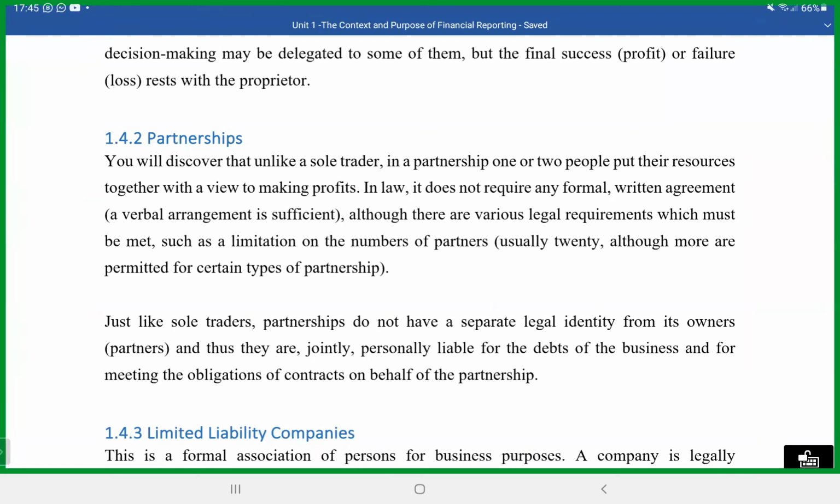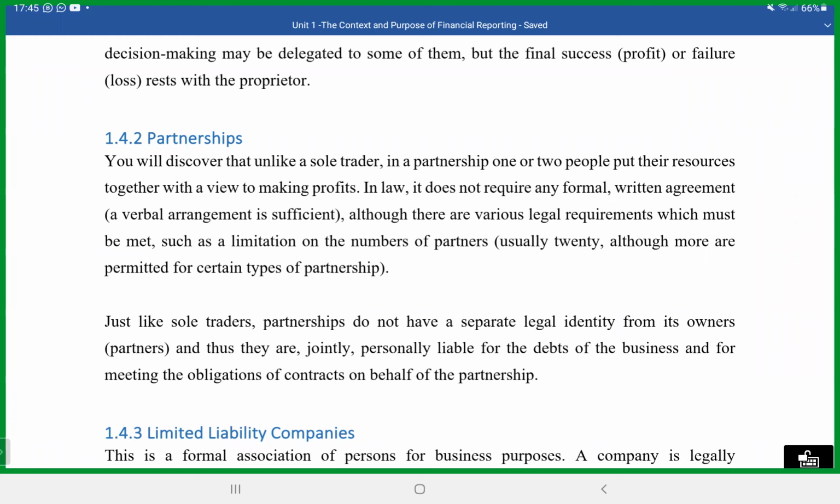Just like in sole traders, partnerships do not have a separate legal entity from their owners, and thus they are jointly or personally liable for the debts of the business and for meeting the obligations of contracts on behalf of the partnership. So even in partnership, there is no clear separation between the partners' own things and the things that belong to the business. There is a mix up, so they can use their own resources in terms of the time when the business maybe has a debt. Is that clear?